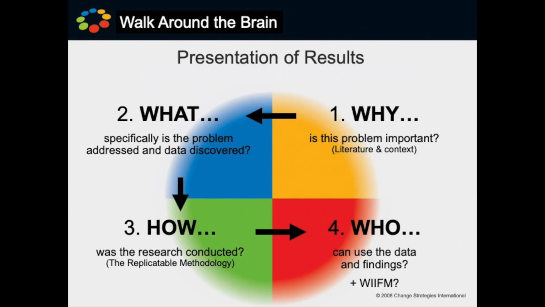So the P&G one-page memo is a whole brain thinking style document. When we make presentations, we should also think of it in this fashion. How are we going to present our facts? Why is this a problem? Why is it important? What specifically are we addressing? And what does the data bear out? How was the research conducted? And again, who can use this and come out with a win?